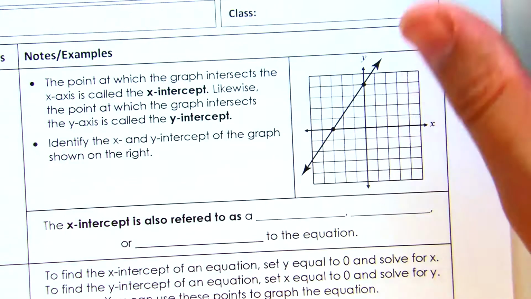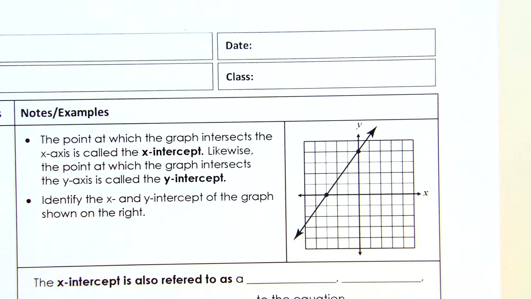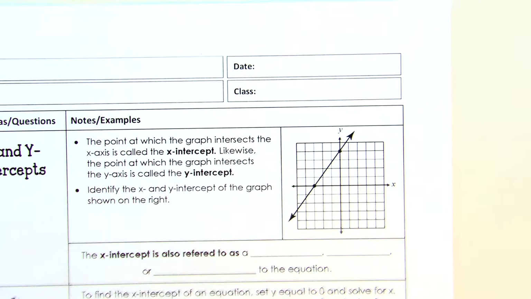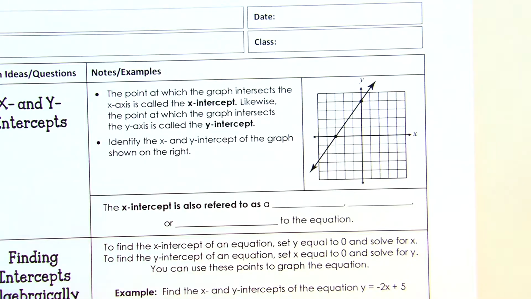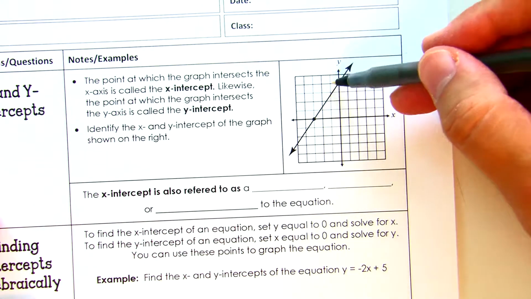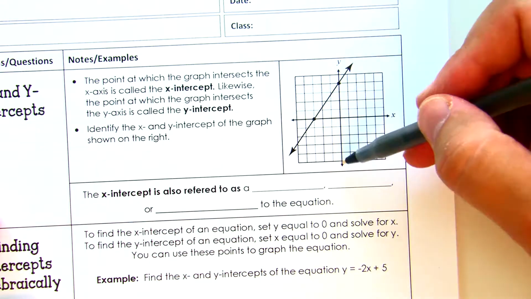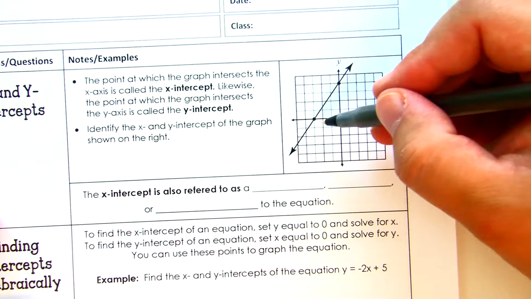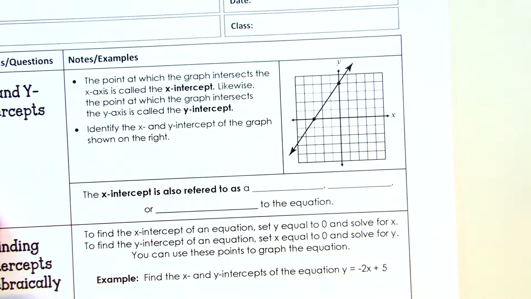Alright, so we're going to look at X and Y intercepts in this video, and we're going to talk a little bit about how to find the X and the Y intercepts, and then how to use that to graph the equation. So the Y intercept we've talked about, that's the place on the Y-axis where the line crosses. The X intercept is, not surprisingly, where the line crosses the X-axis.